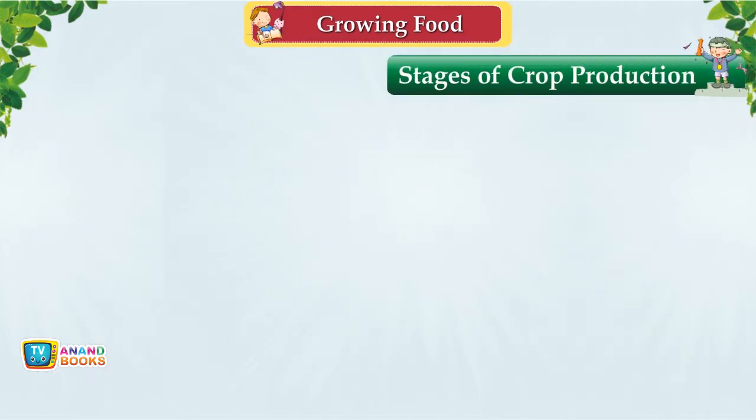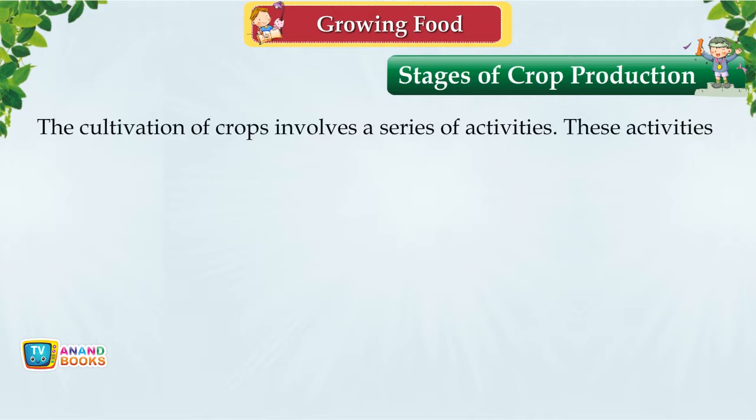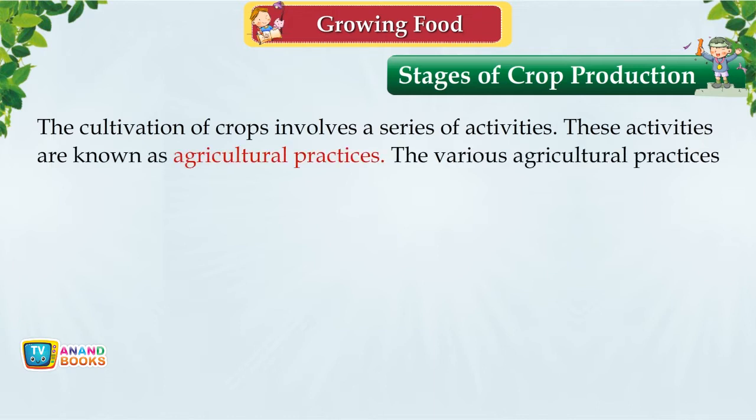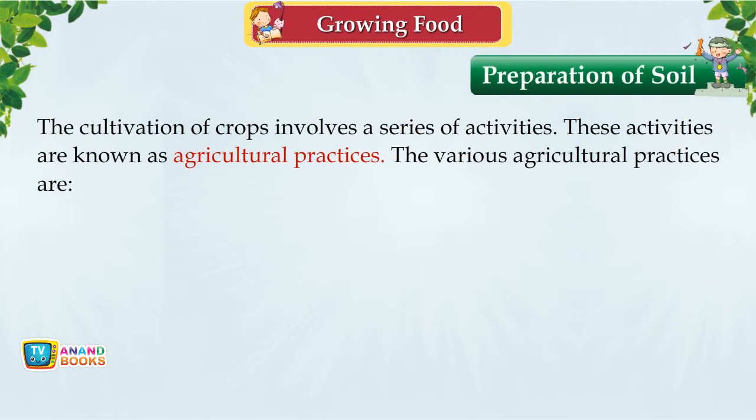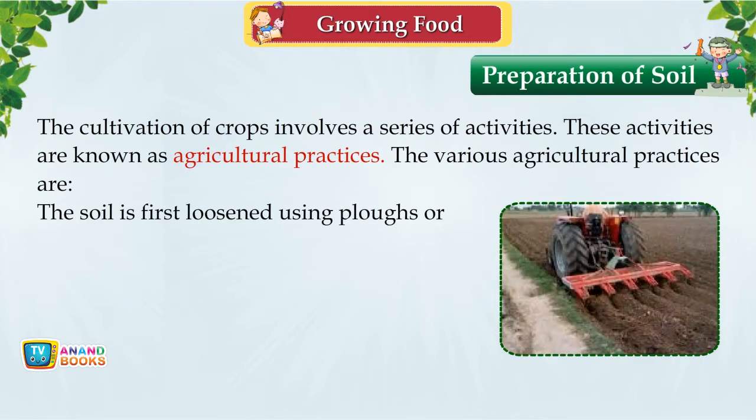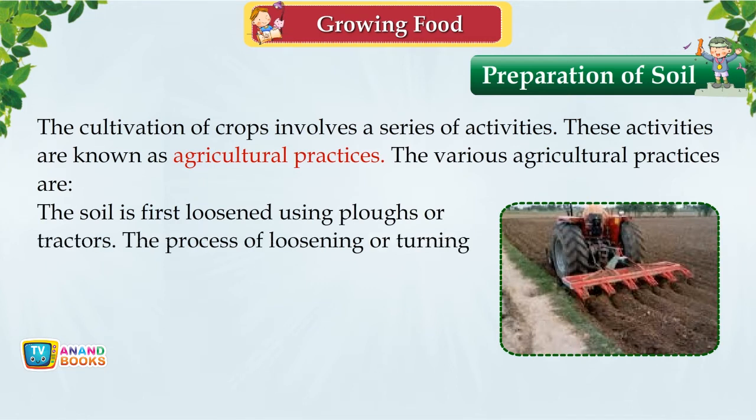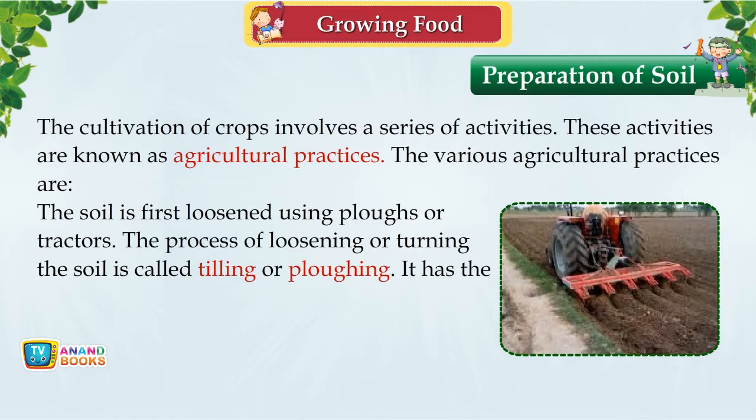Stages of crop production. The cultivation of crops involves a series of activities. These activities are known as agricultural practices. The various agricultural practices are: preparation of soil. The soil is first loosened using plows or tractors. The process of loosening or turning the soil is called tilling or plowing.